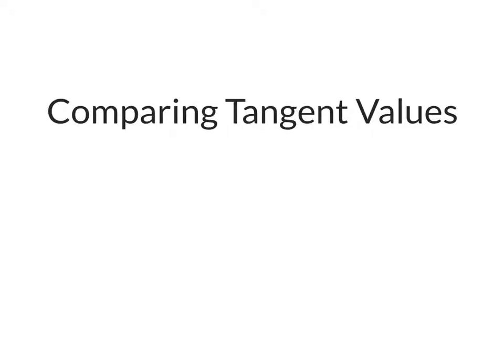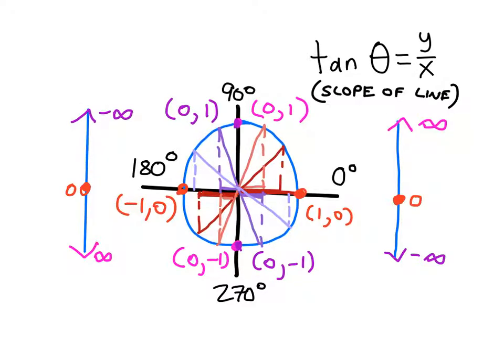Hi everyone. This video will show you how to compare two tangent values and determine which one is greater and which one is lesser. We find tangent of theta by dividing the y-coordinate by the x-coordinate, and a really easy way to think of this is we can just look at the slope of the line on the terminal side to give us an idea of how big or how small the tangent is.